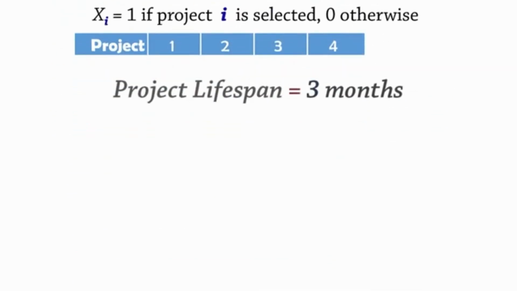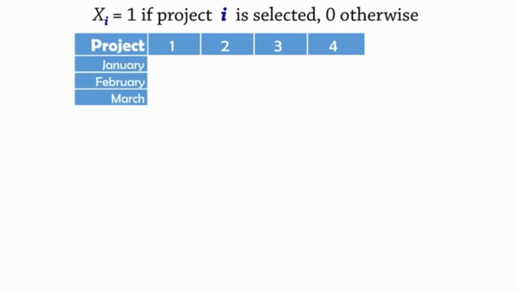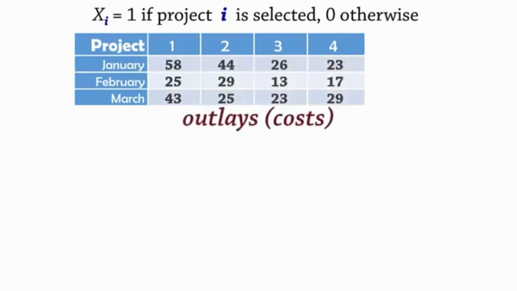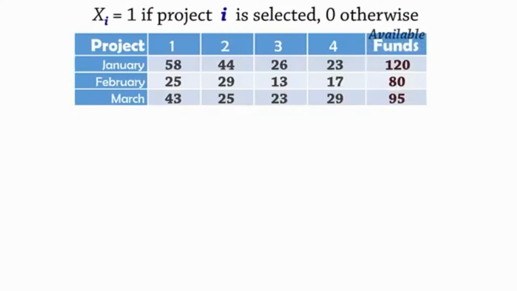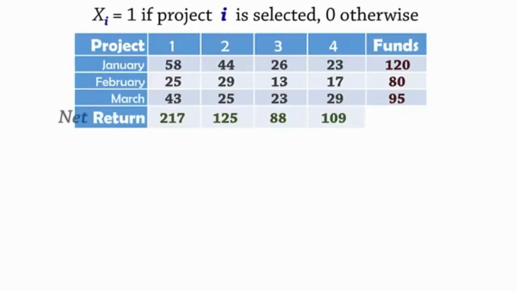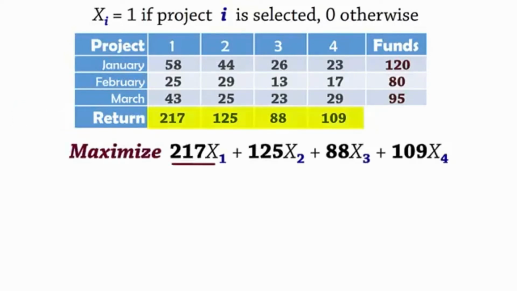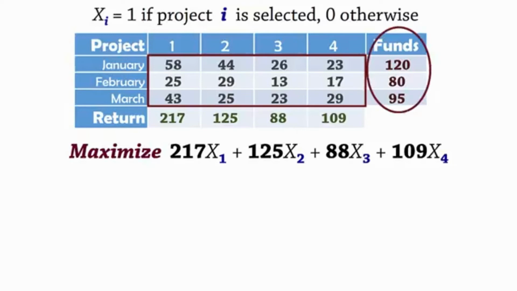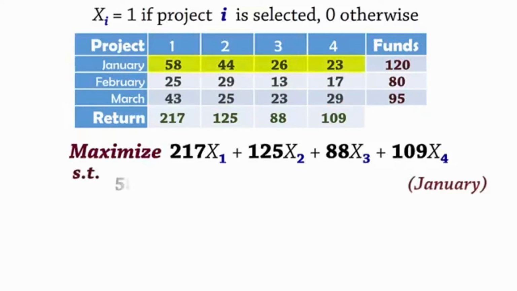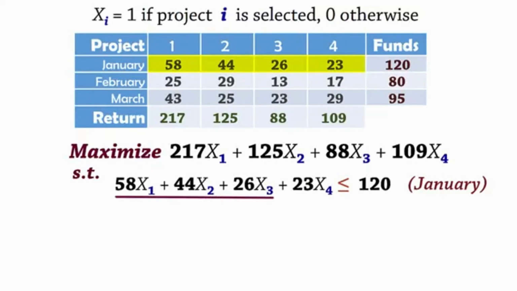Now suppose each project has a lifespan of 3 months, January to March, with corresponding outlays or costs in thousands of dollars shown here. Suppose these are the funds available for selected projects each month, and these are the net returns in thousands of dollars from each project. In this case, our objective is to maximize return, which is 217x1 + 125x2 + 88x3 + 109x4. Since project outlays are constrained by available funds, we write for January 58x1 + 44x2 + 26x3 + 23x4 ≤ 120.